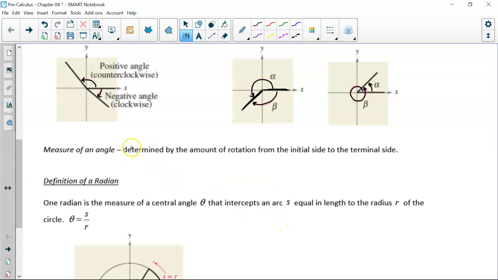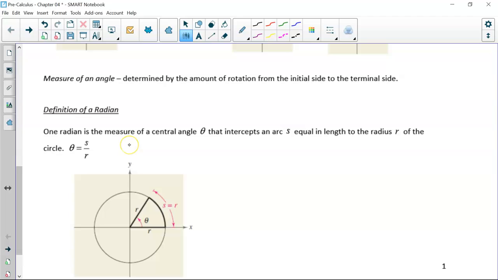Now, we're also going to be talking about a new measurement called a radian. And a radian is the measure of the central angle, theta, that intercepts the arc S equal in length to the radius of that circle. So a radian is actually one length of the radius.